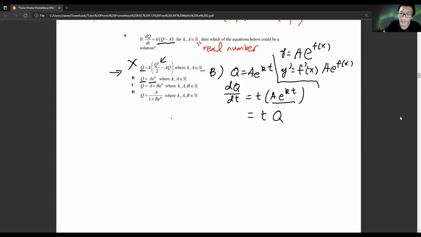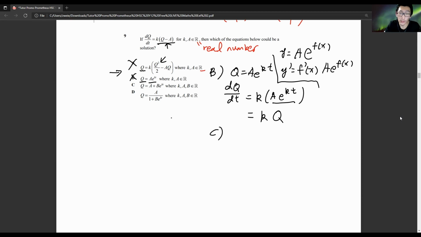Oh, sorry, I made a big mistake over here. We'll drop down the k, right? We're differentiating in terms of t. So differentiating kt, what we get is k, and we'll get kQ over here. Now, we can see we do not have the minus a part. There's nothing for us to rearrange. So part B is not going to be our solution.